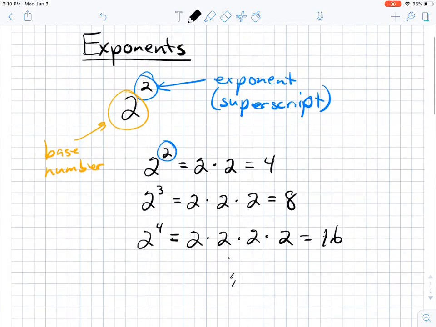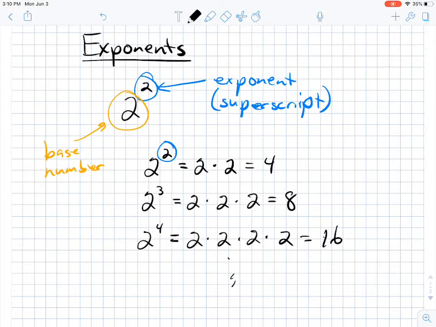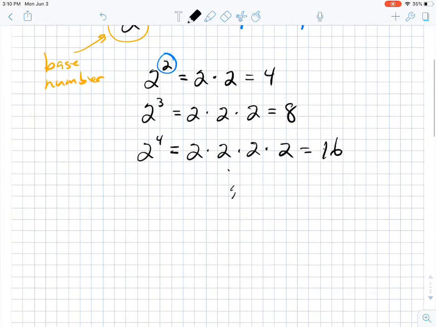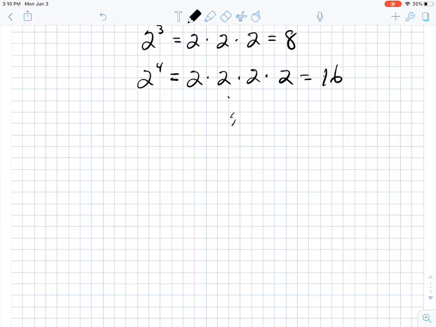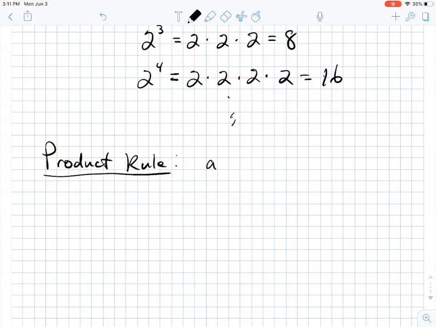All right, so that's basically what the exponent does. It simply tells us how many times to multiply the base number by itself. Here are some simple rules that go with that. First off is your product rule. The product rule simply says, and this is assuming that you have the same base. Okay, this is assuming you have the same base. As a matter of fact, the majority of the rules we go through will have the same base, and this is how this works.